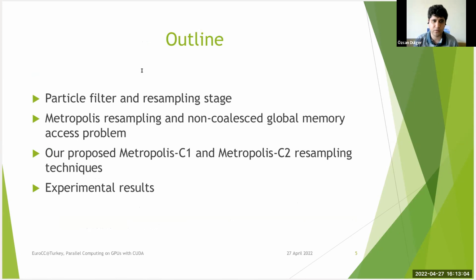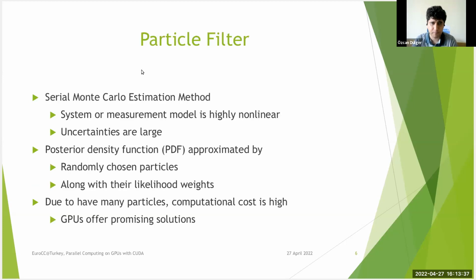First I will give you brief information about the particle filter and its resampling stage. I will show you the stages of Metropolis resampling and the non-coalesced global memory access problem of Metropolis resampling. And I will tell you about our proposed methods, Metropolis-C1 and Metropolis-C2 resampling techniques, that eliminate the non-coalesced global memory access problem of Metropolis. And then I will show you the experimental results. Okay, the particle filter is a sequential Monte Carlo estimation method.